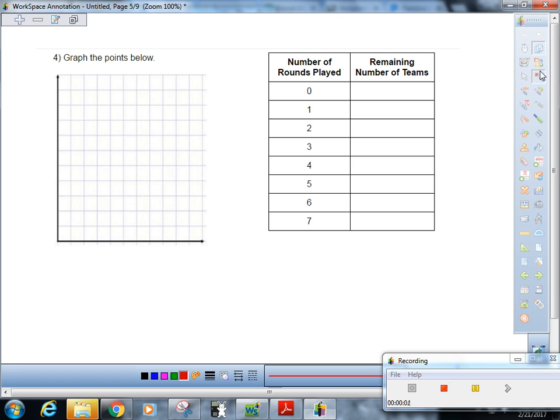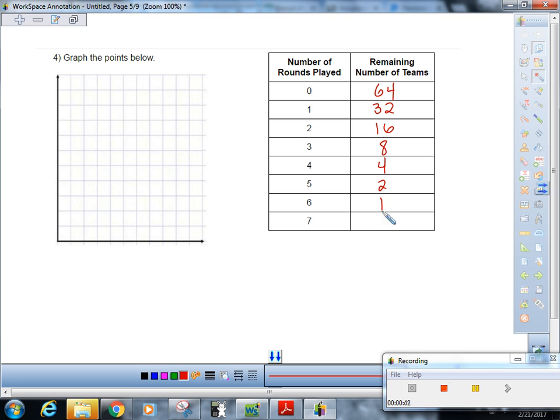All right, here we go. Just trying to help you guys with what I think might have been the hardest parts of this worksheet. So hopefully you understand that before the tournament plays any games, there are 64 teams. And then after the first round, there are 32 teams, and then 16 teams, and then 8, and then 4, and then 2. And after 6 rounds, a champion is declared, okay?